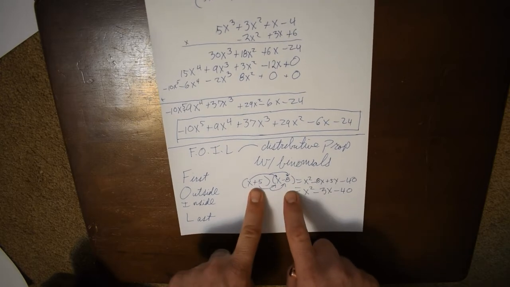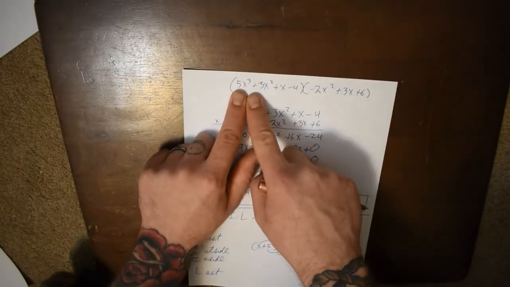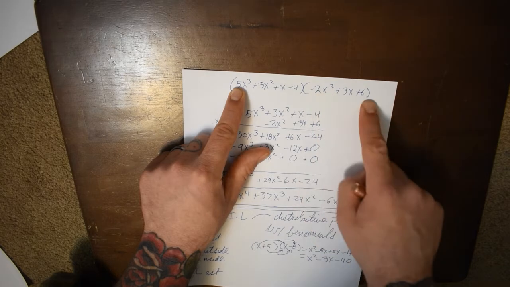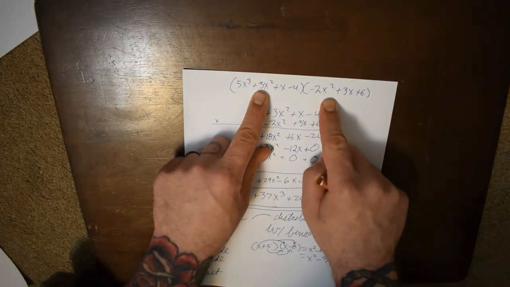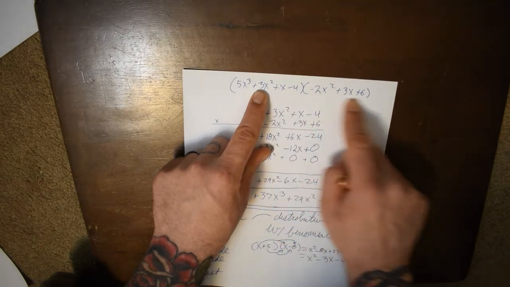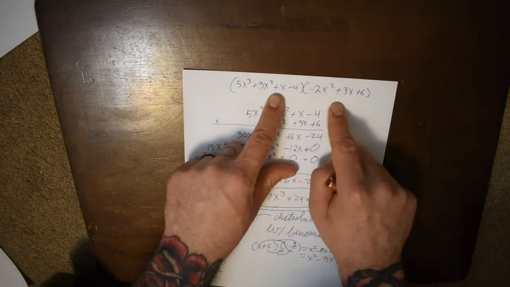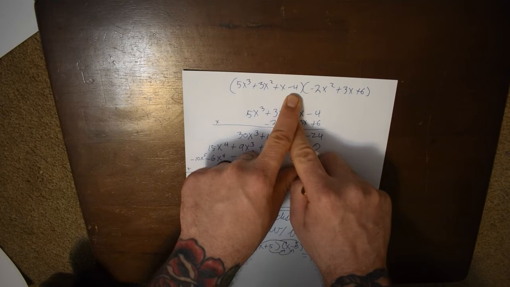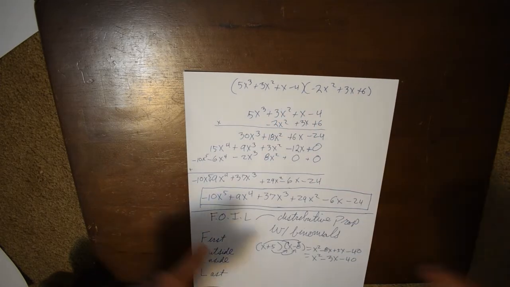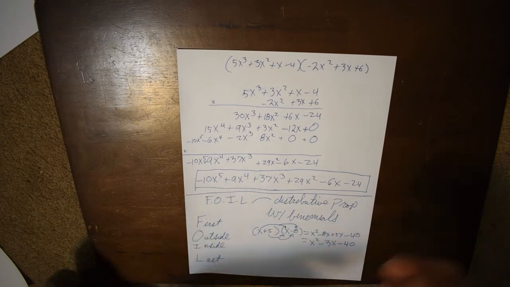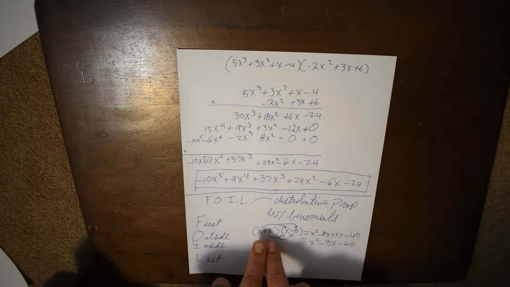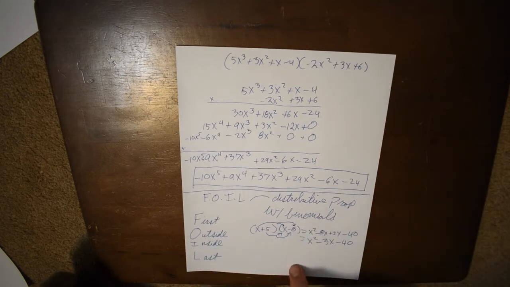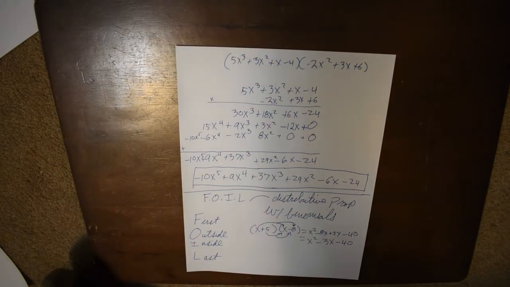We could have used this process back here, and we would have done 5x cubed times negative 2x squared, 5x cubed times 3x, 5x cubed times 6, then we'd move down. 3x squared times negative 2x squared, 3x squared times 3x, 3x squared times 6, x times negative 2x squared, x times 3x, x times 6, negative 4 times negative 2x squared, negative 4 times 3x, negative 4 times 6. We're using the distributive property to guide us in multiplying every term of the first polynomial by every term of the second polynomial. But like I said, it's just the distributive property.